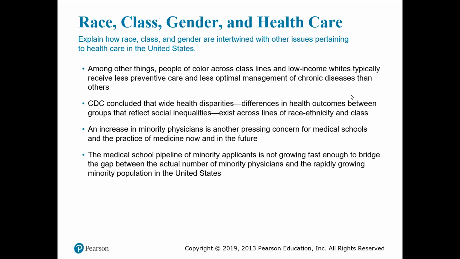When we look at race, class, gender, and healthcare, there are some overlaps. People of color across class lines and low-income people typically receive less preventative care and less management of chronic illnesses than other people. Wide health disparities exist across the lines of race, ethnicity, and class. Numerous researchers have found pervasive gender inequality in healthcare in the United States. There are three areas in which women's historical exclusion from medicine continues to have a detrimental impact on their health: underrepresentation of women in the medical profession, inadequate research on healthcare issues specifically pertaining to women, and women's differential access to medical treatment. While we have seen an improvement over the last decade, there still is gross improvement to be made.